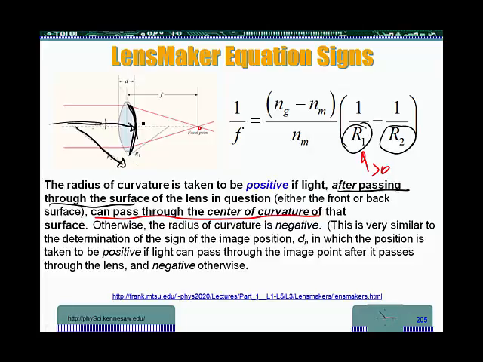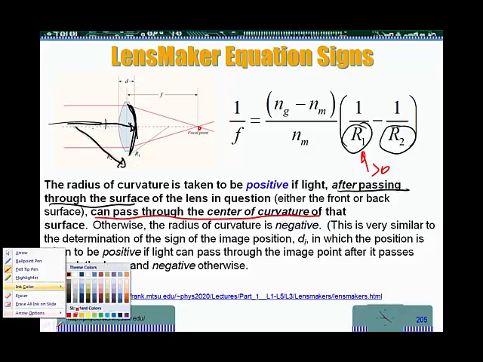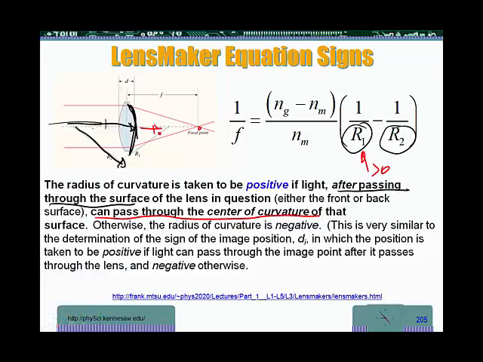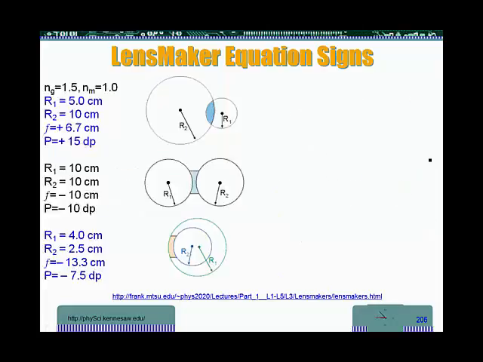Now, after passing through the surface, in color like last time, this is when we passed it. Are we going to pass through the center of curvature? But where's the center of curvature? It's here. If we are going to pass through it, then R2 is positive. If not, R2 is negative. So in this case, we are not going to pass through it, so that means our R2 is negative. Okay, that's the rule. Let's look at some examples. They're from the same website. I like the examples.